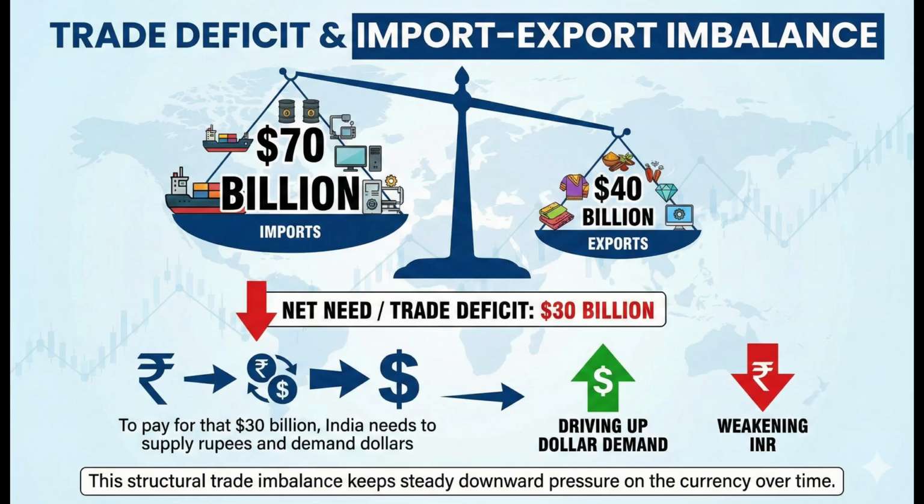Trade deficit and import-export imbalance. India often imports more than it exports. This creates a trade deficit. For example, if India imports $70 billion worth of goods but exports only $40 billion, there is a net need of $30 billion. To pay for that $30 billion, India needs to supply rupees and demand dollars, driving up dollar demand and weakening INR. This structural trade imbalance keeps steady downward pressure on the currency over time.